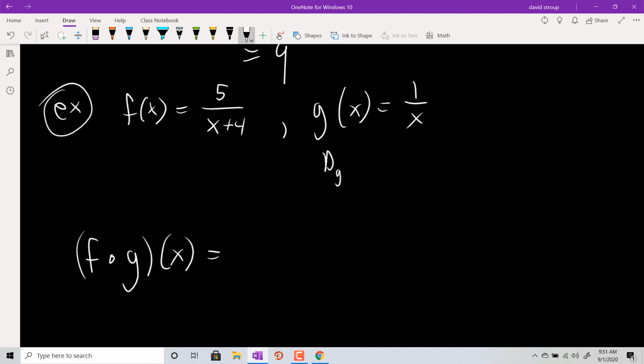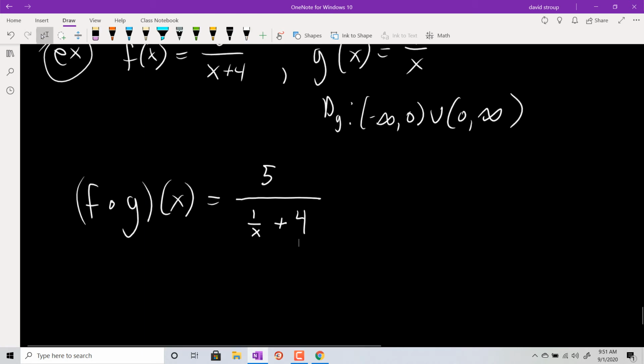The domain of g of x will be everything except 0, right? You can't put 0 in the denominator. So it's going to be negative infinity to 0, and then union with 0 to infinity. But that's not the whole picture. We also need to make sure that anything that comes out of g of x is in the domain of f of x. So first off, let's build this composition. Wherever I see x in f of x, I'm going to put g of x. So I have 5 all over x, but instead of x, I'm putting 1 over x, g of x, plus 4.